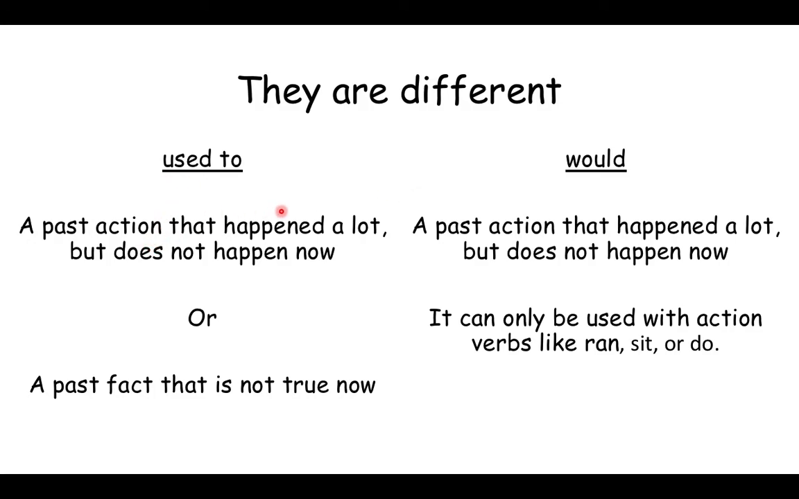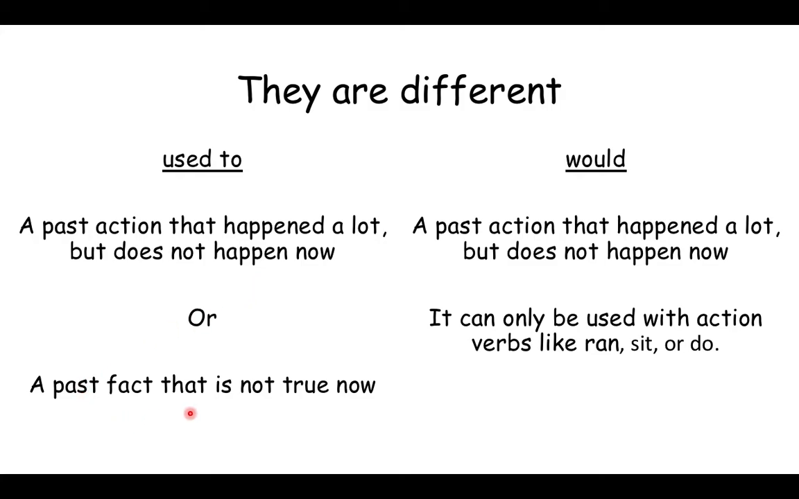So "used to" tells us about a past action, something that happened before right now that happened a lot. So it's something in the past that would happen a lot, but does not happen now. A lot of people use "used to" when they talk about what it was like being a kid. Like, "I used to eat dinner with my family every night when I was a kid." Or "When I was a child, I used to play with my cousins every day." That's the kind of things that we use it to talk about.